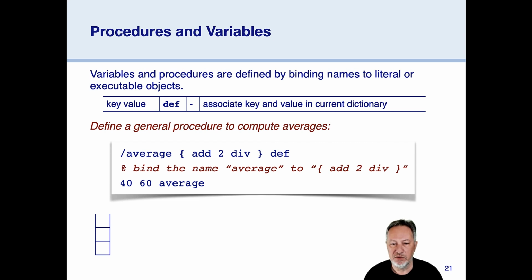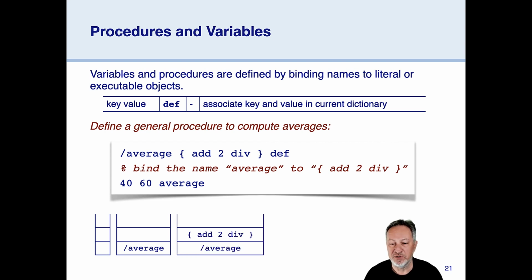It works as follows. We first push the literal name average onto the stack. Then we write the procedure, curly brace add 2 div, and that pushes that procedure onto the stack. Note, of course, in the implementation that procedure is not literally on the stack, but only a reference to it is. But for all intents and purposes, it's the same. Now we execute def, which takes those two values from the stack and binds the name average to the procedure.